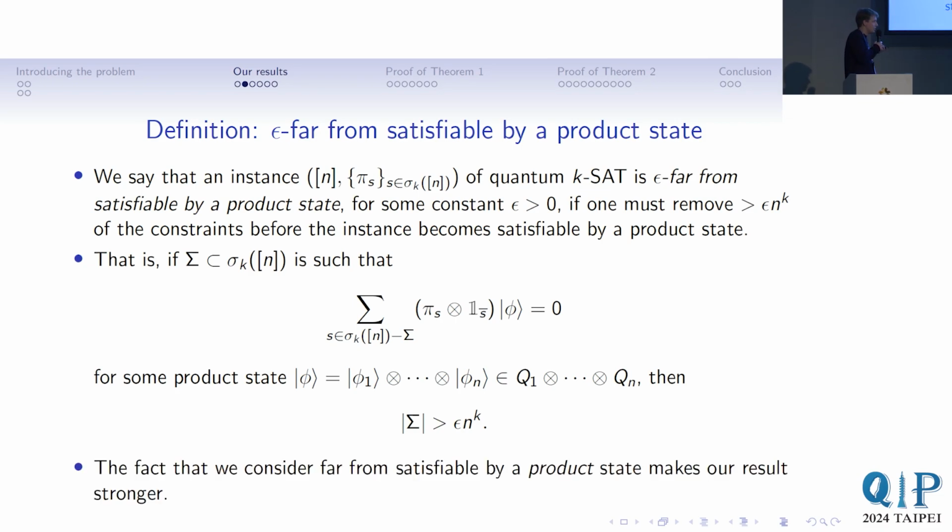and this is better. So it makes our results stronger because you need to remove more projectors to be satisfiable by a product state than you need to remove to be satisfiable by any state. So more instances of quantum k-sat fall into this notion of epsilon far from satisfiable by a product state. So that's the notion of far we use, and then we're going to be doing these local checks.